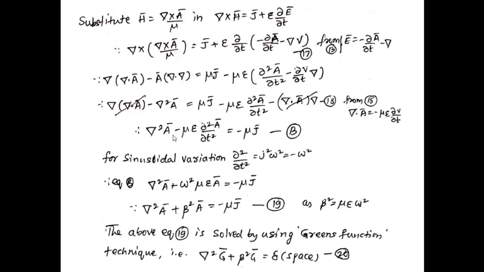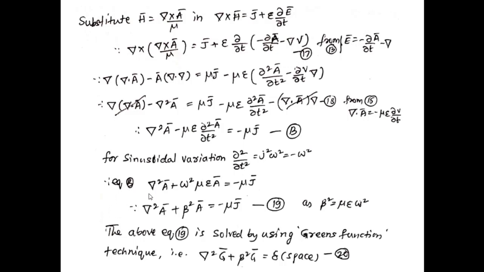Call it equation number B. For sinusoidal variation, dou by dou t is equal to j omega. Therefore, dou square by dou t square is equal to j omega into j omega. You will get minus omega square.